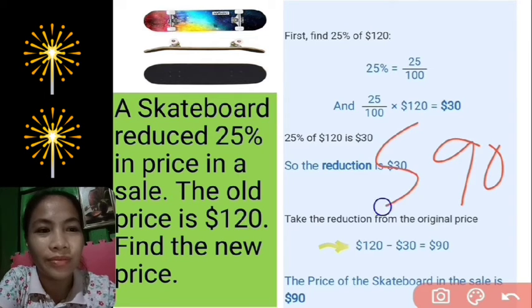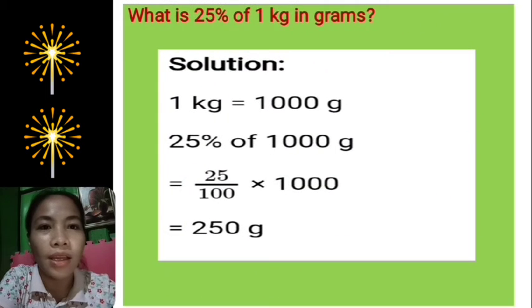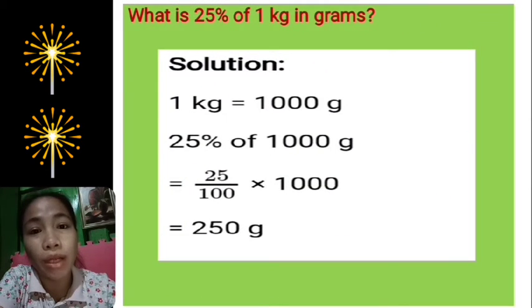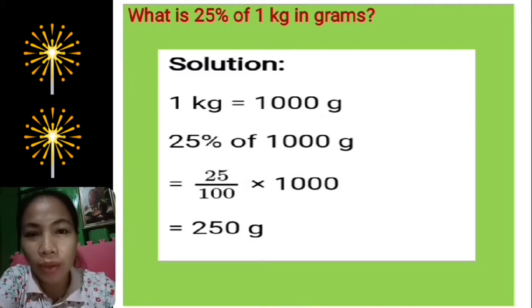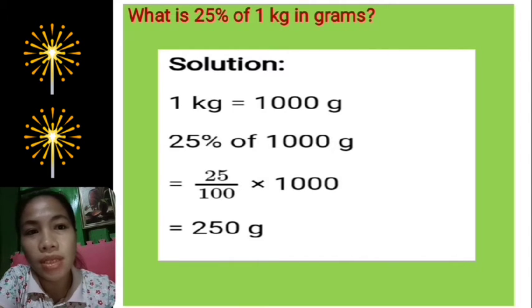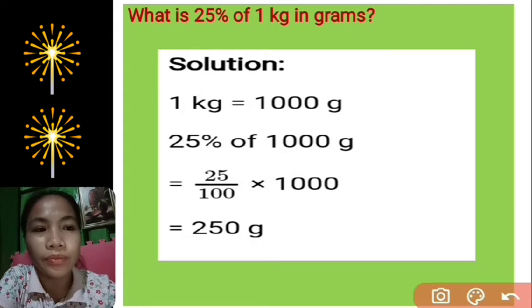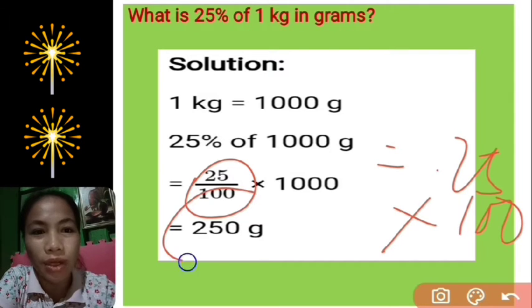Okay? Next, what is 25% of 1 kilogram in grams? Solution. 1 kilogram is equal to 1,000 grams, as we all know. So 25% of 1,000 grams: 25 divided by 100 is equal to 0.25, times 1,000 is equal to 250 grams.